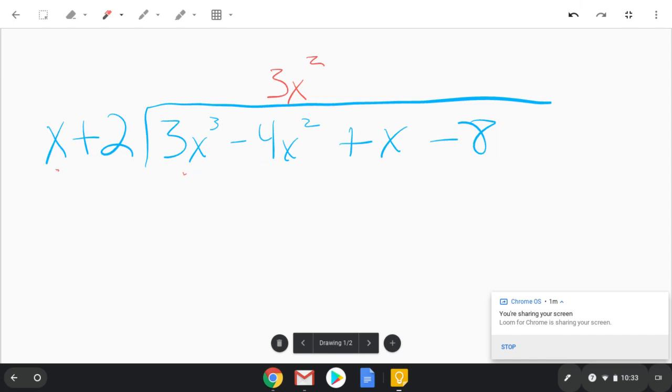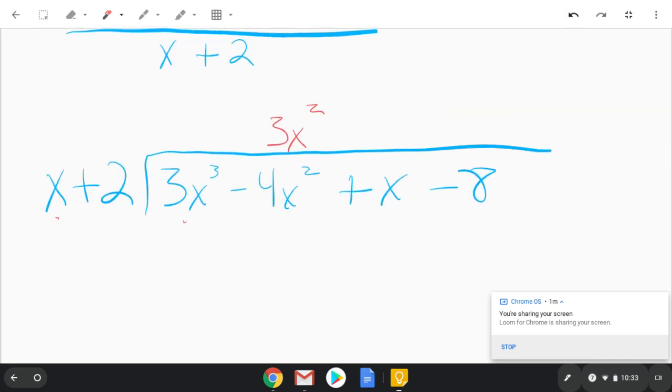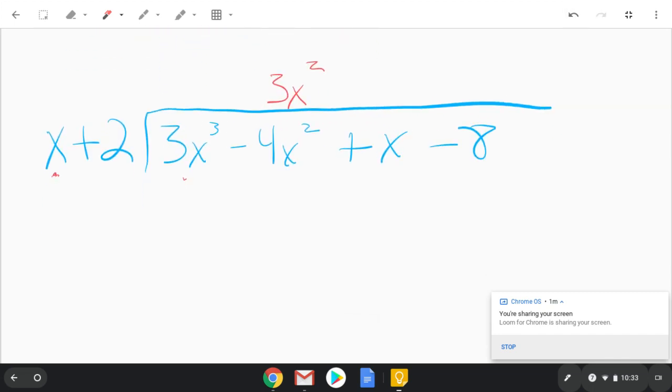All right, the next thing you're going to be doing is taking this 3x squared and multiplying it by this binomial on the outside. So 3x squared times x gives us 3x to the third power. 3x squared times 2 gives us 6x squared.